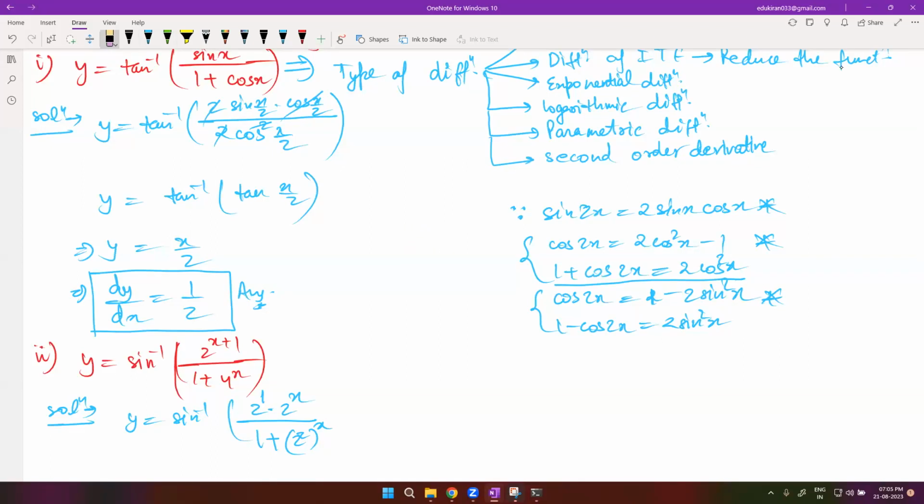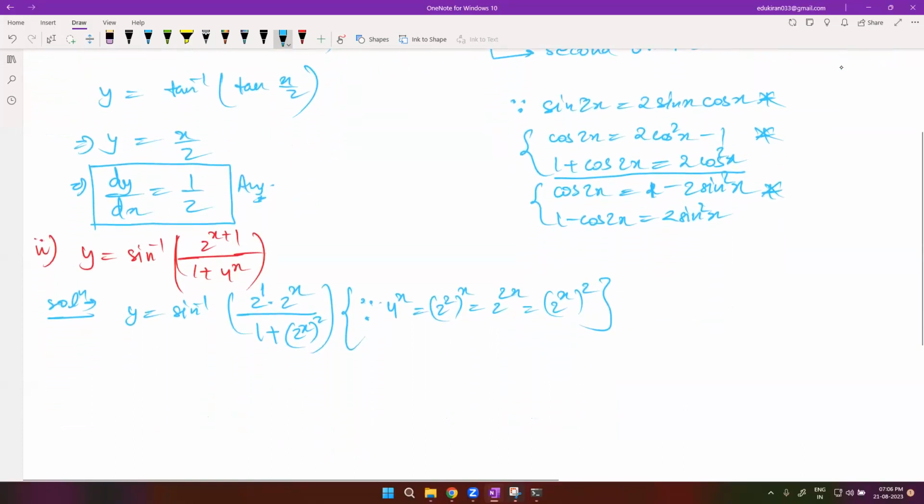So instead of this, I'm writing it here directly. I will write the explanation in the brackets that we are writing 4 to the power x as 2 to the power 2 whole power x, which is basically 2 to the power 2x, which is basically this, right?